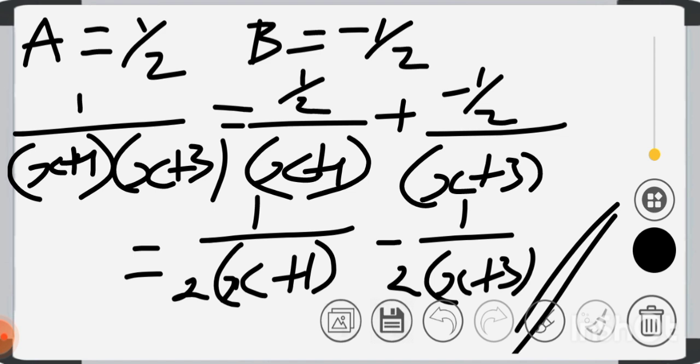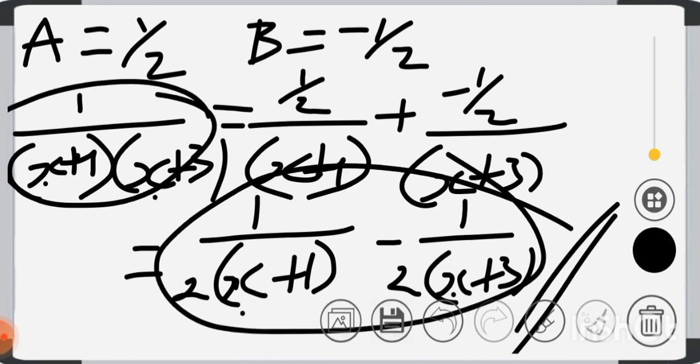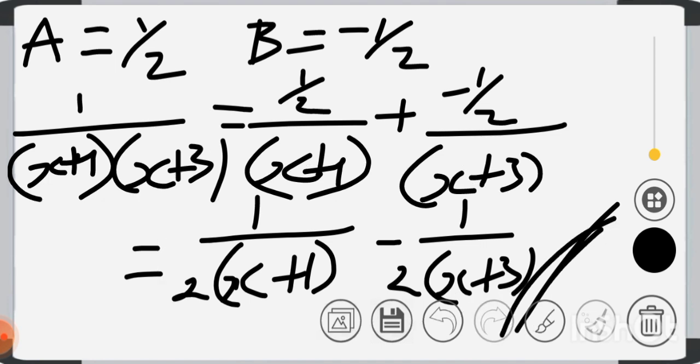To check if you are correct, you can take s equal to 1: put 1 here, put 1 here, and check what you're going to get, if this will be equal to this. That's how to know you are very, very correct. So this is the answer: 1 over 2 bracket s plus 1 minus 1 over 2 bracket s plus 3.